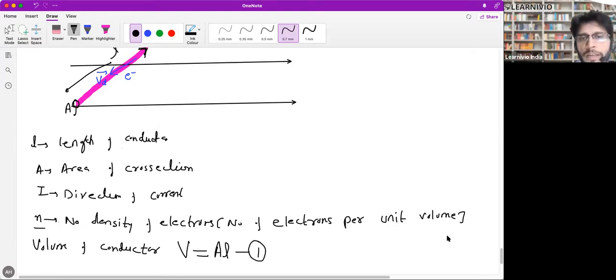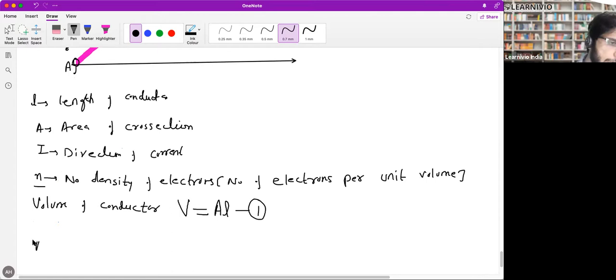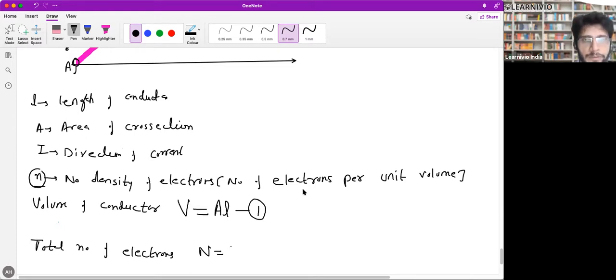Small n is number of electrons per unit volume. I need the total number of electrons. Shahzada, how would you calculate the total number of electrons? You have small n. These are the number of electrons in unit volume, meaning in 1 meter cube volume the number of electrons is small n. I'm asking about the number of electrons in volume V. How do you calculate it?